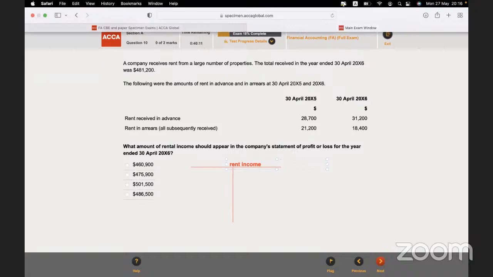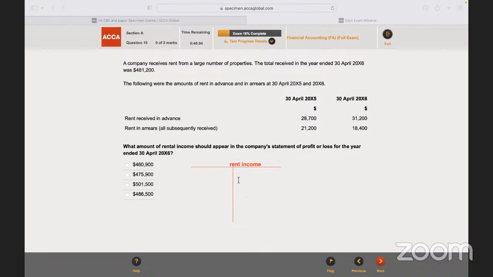Normally, guys, you receive using cash. So when you receive, cash comes in. Cash account debit, rent account will become credit, 481,200. Now, guys, you have to just mark these balances. One is 2005, one is 2006. So always, 2005 is brought forward, 2006 is carried down. Or maybe just look at the year.